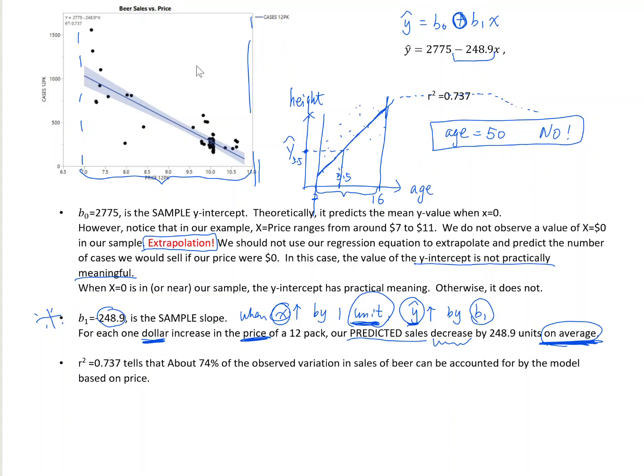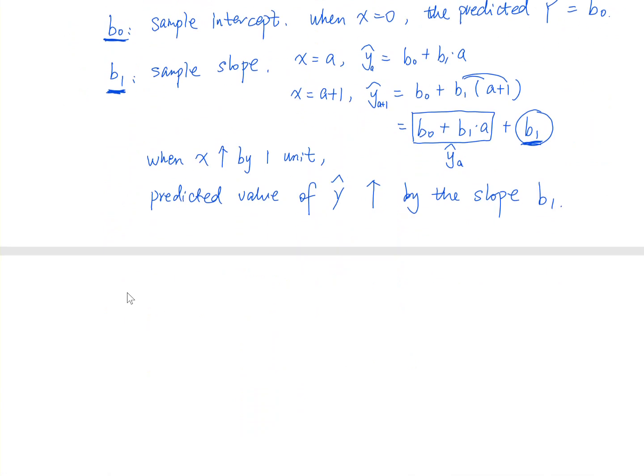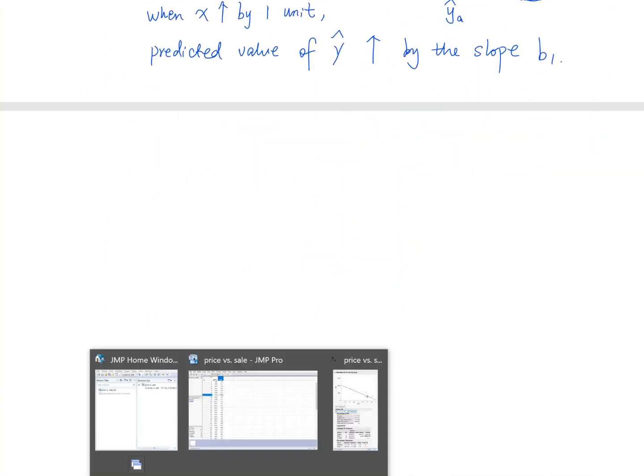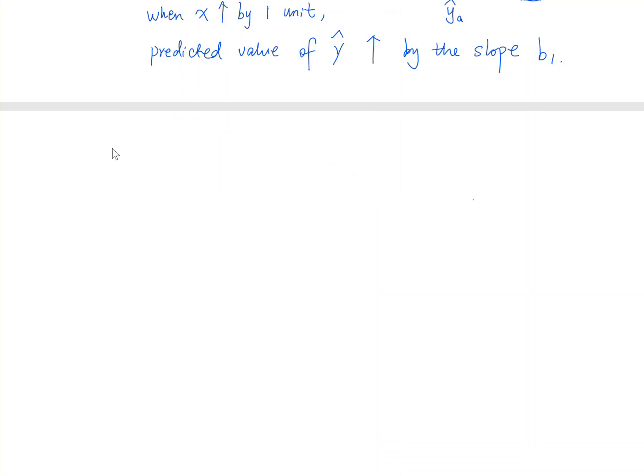All right, so we talked about how to interpret these three, but when we look at the output, the next one, summary of fit table, the first information is r square. Alright, so let's talk about r square. But before we talk about r square, we want to talk about the r. Right, so what is r? The r is called the correlation.